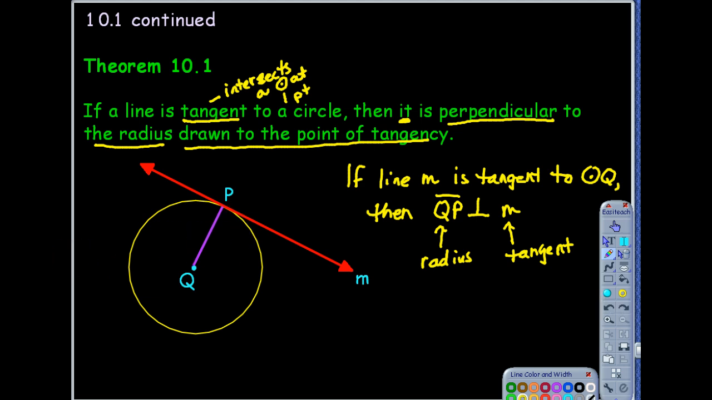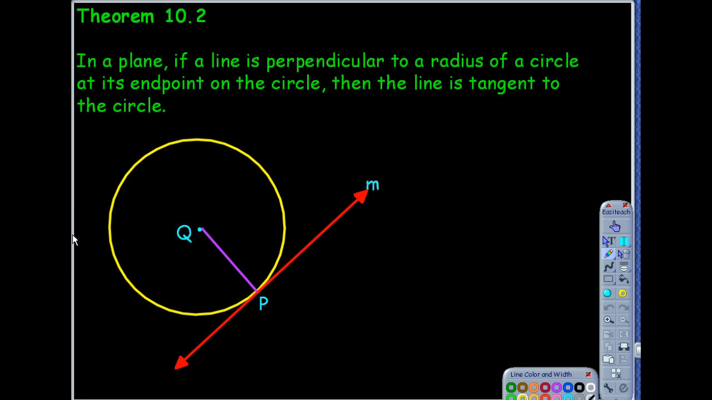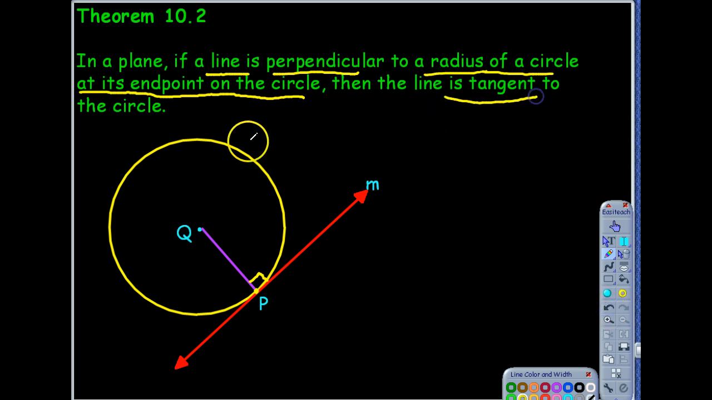Now, this next theorem that you're going to see, it says if in a plane, a line is perpendicular to a radius of a circle at its endpoint on the circle. So what this is saying is that if I have this line M and I know that it's perpendicular to this radius at the endpoint of that radius where it's touching the circle, then the line is tangent to the circle.